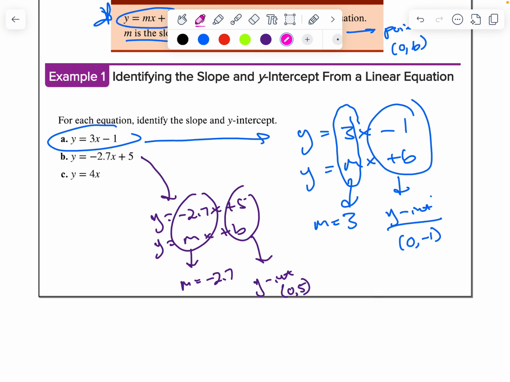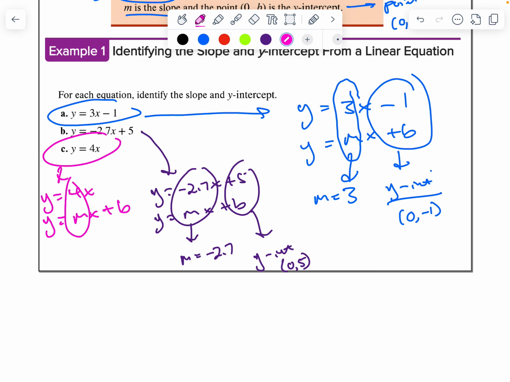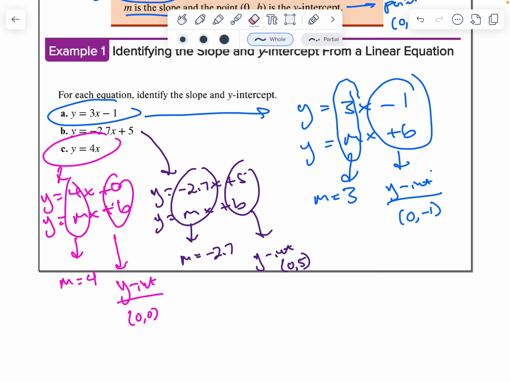All right, one more example here. y = 4x. Does that look like y = mx + b? Notice we're missing something here. We do have our m. This is easy. Our slope is 4. But what is our b, our y-intercept? Since there's nothing there, this is the same thing as plus 0. So our y-intercept is the point (0, 0). If there's just a gap there, then our y-intercept is 0.